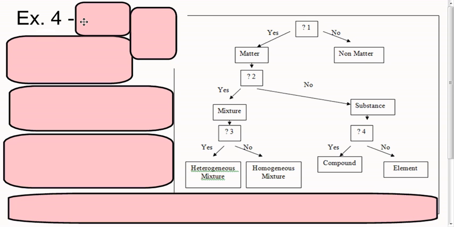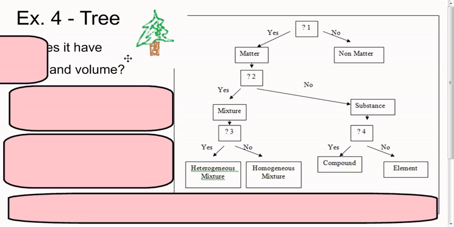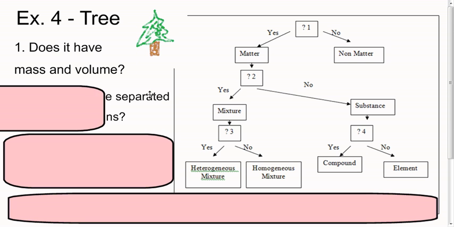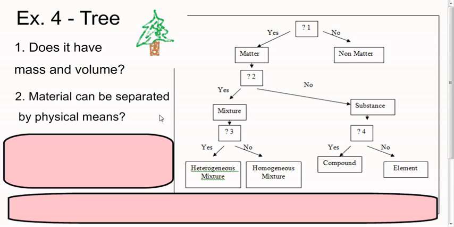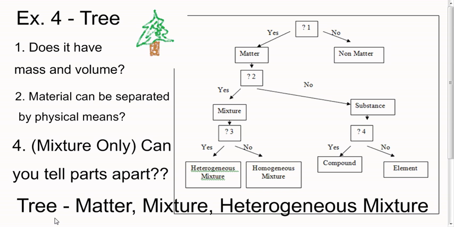The next example is a tree. Does a tree have a mass and a volume? Yep. Can a tree be separated by physical means? Yeah, I can take the bark away from the tree and have 2 separate things. Now, can you tell the parts apart? Once again, that's a yes. So that makes a tree matter, a mixture, and a heterogeneous one at that. I can tell the parts of it apart.